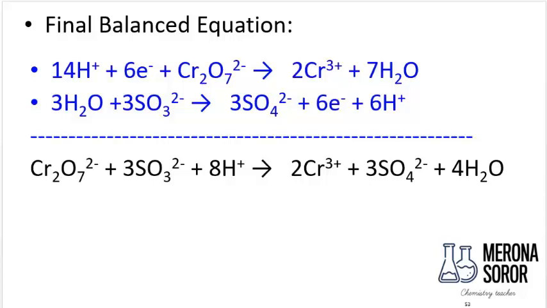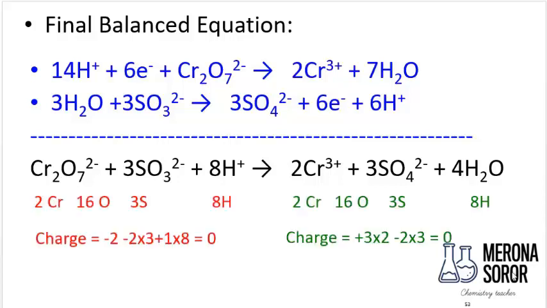We can check the number of atoms and the number of charges in this equation. At the beginning, we check the number of atoms in the reactants and the product. In the reactants, there were 2 chromium atoms and the product contained 2 chromium atoms. There are 16 oxygen in the reactants and 16 oxygen in the product. Sulfur, 3 atoms in the reactants and the product. Hydrogen, 8 atoms in the reactants and the product. So we achieve the law of conservation of mass, because the number and type of atoms in the reactants equal the number and type of atoms in the product.